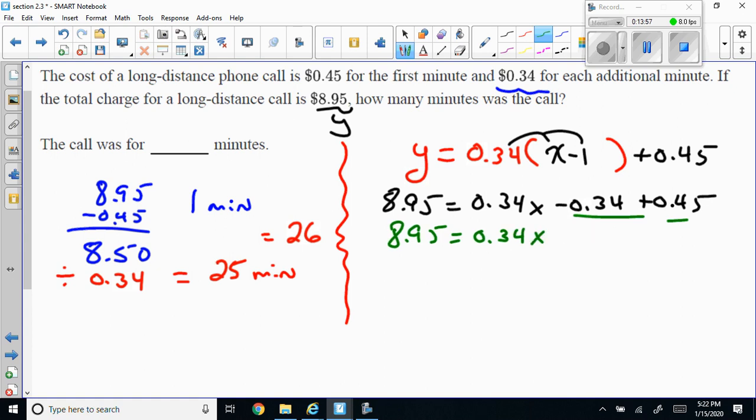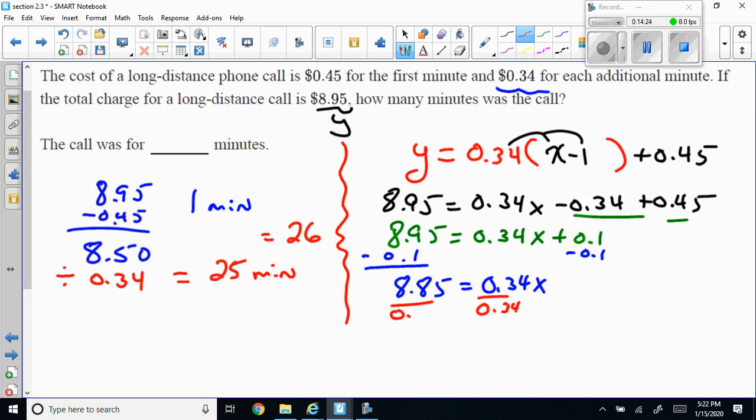And that would give me what, 10 cents? And of course, then I would move my what? 10 cents over, right? So 0.10, right? So what's that going to give me? 10 cents off of that's what? $8.85 equals what? 0.34x. And of course, folks, we're going to divide both sides by what? So what does x equal? 26, right?